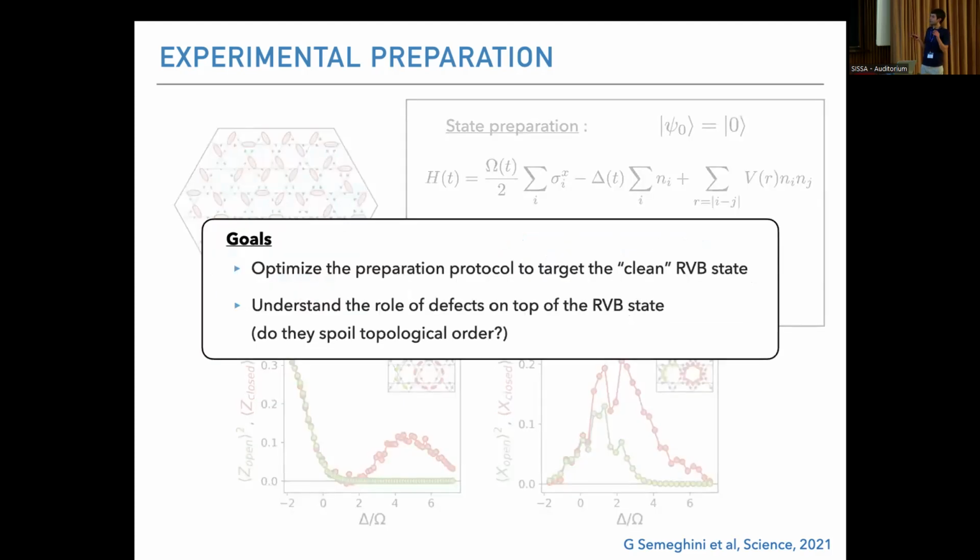So in the very last part, I would like to tell you what I tried to do. The idea was to first of all see whether the experimental preparation protocol could be optimized to obtain the pure RVB state, with no defects. And the reason for this is that that is the state with the shortest correlation length.